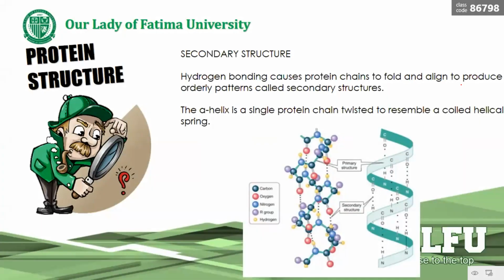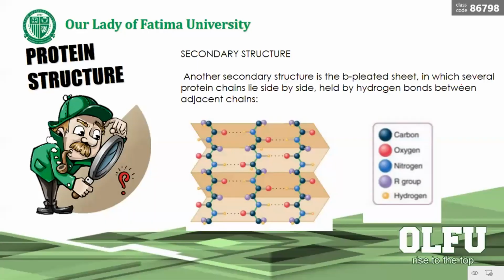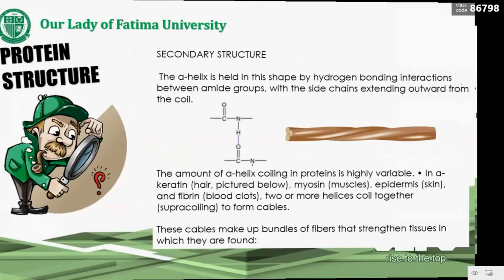Okay? But the secondary structure, nagiging medyo 3D na yung ating protein. Parang 3D na yung kanyang structure, natin siya mabivisualize. And the reason why secondary structure forms this shape is because of hydrogen bonding. So there are two secondary structures, the alpha helix and the beta pleated sheet or simply beta sheet. Dalawa yan. There are two.